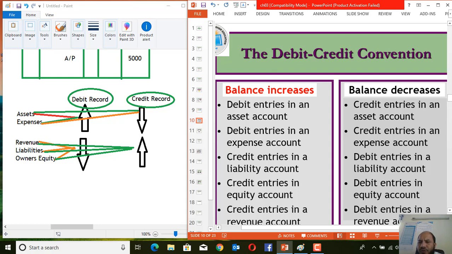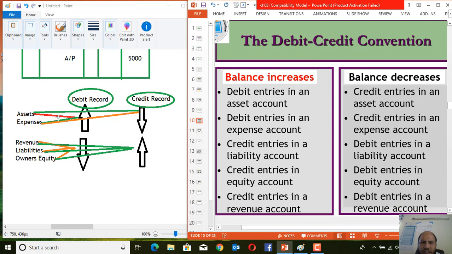Again over here, dear students, this is the same discussion that I have shown you in this part of the document. See dear students, when a balance increases, what will happen, and when a balance is decreasing, what will happen. When the asset account increases, it is a debit. When the expenses account increases, it is again a debit, so we will record this on the debit side.